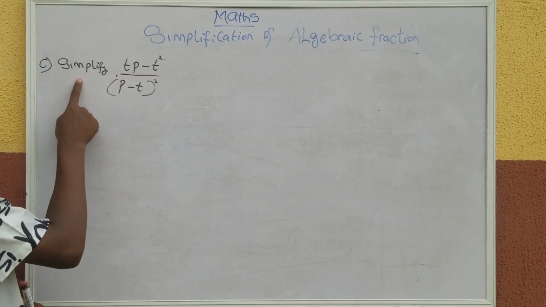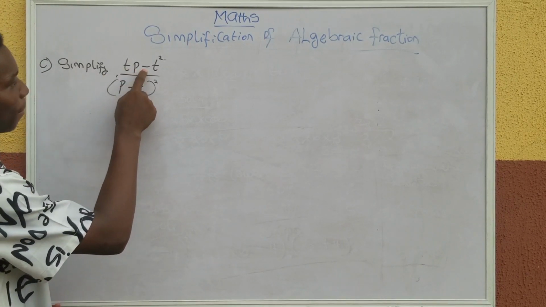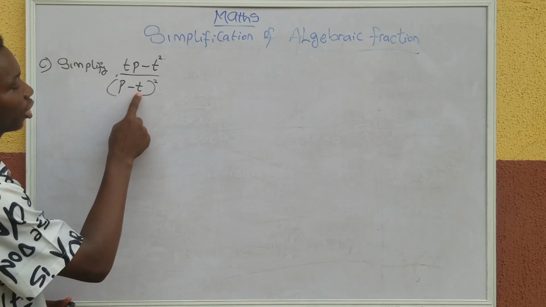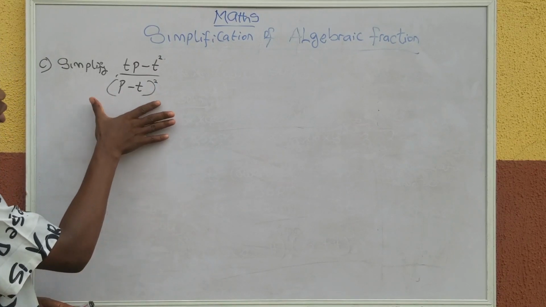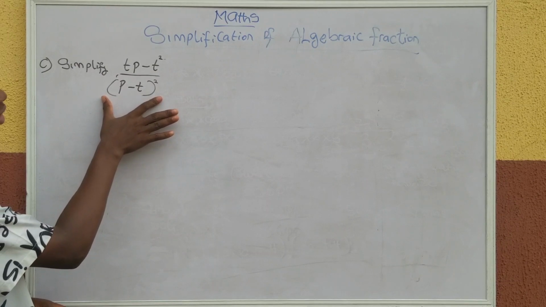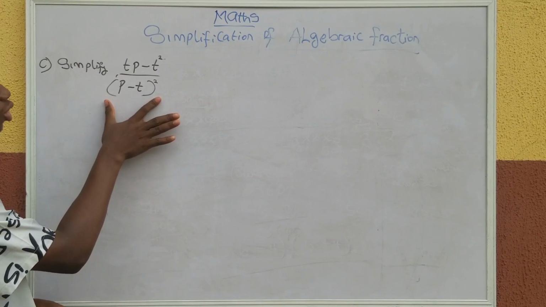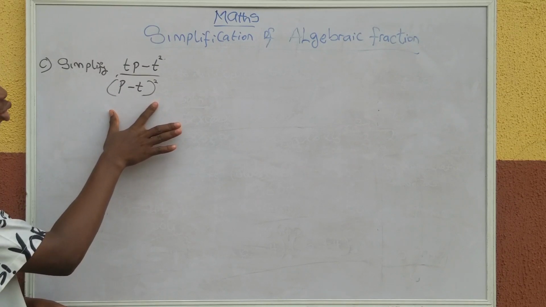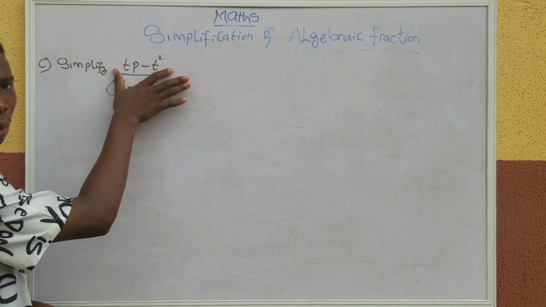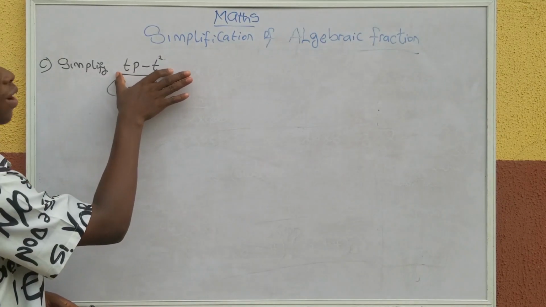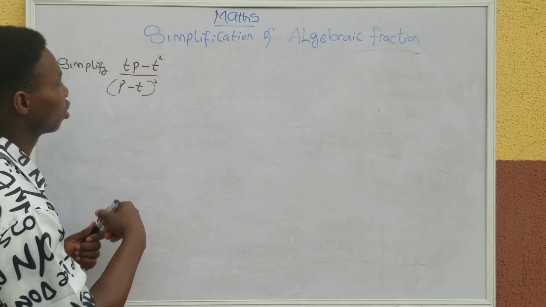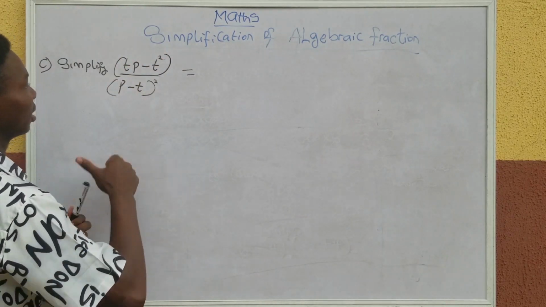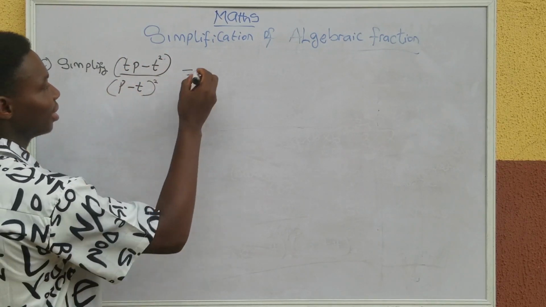It said, simplify tp minus t squared all over p minus t, close bracket, squared. What do we do? Remember, if you are having something of this kind as a denominator or as a numerator, don't forget that you should always find the differences of the two squares. For this numerator, what you do from here is that you factorize for the numerator. When you factorize what you have here, you have t here, you have t here, write out the t.